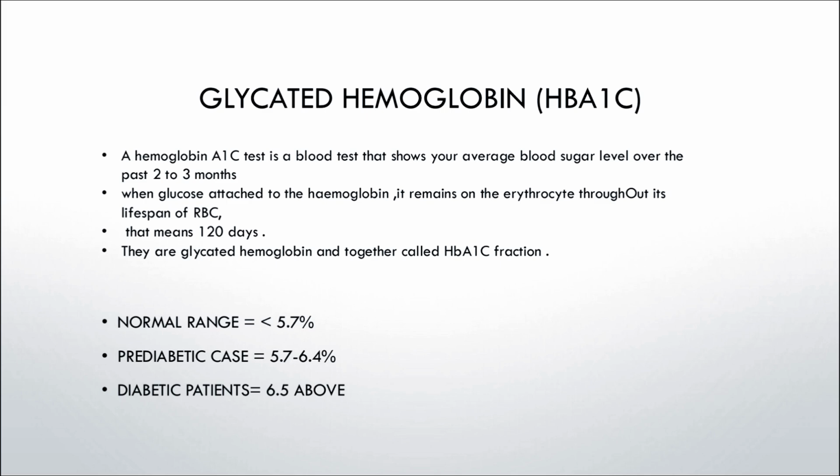The normal range is less than 5.7%. Then in case of a pre-diabetic, it is 5.7 to 6.4%. Then in case of a diabetic patient, it is above 6.5%.